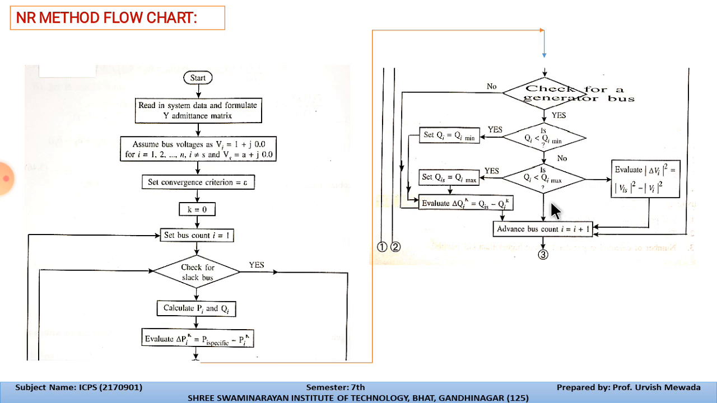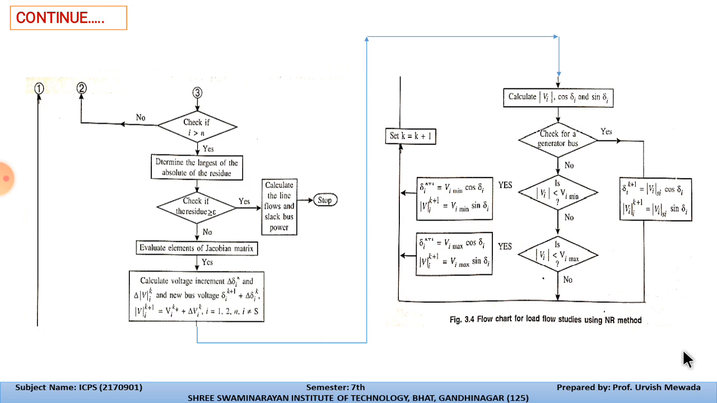And if the answer is no, then evaluate delta Vi squared is equal to Vis squared minus Vi squared. This is the value of the voltage that we put for the nth number of buses, and then we can calculate the advanced bus count, I is equal to I plus 1. So this is 1, 2 and 3 that is coming from this flow chart.